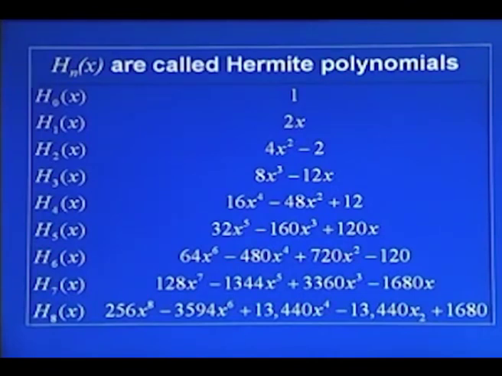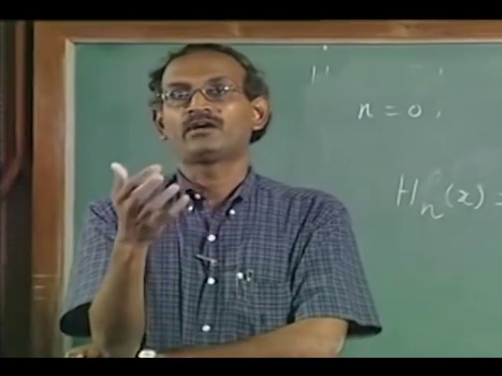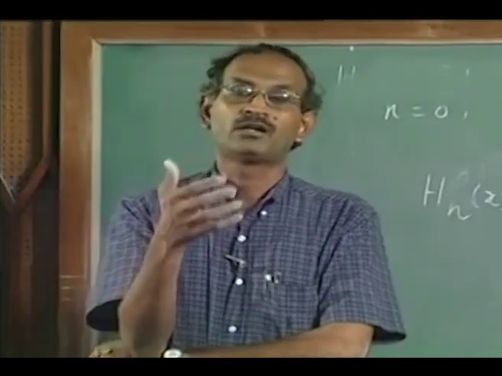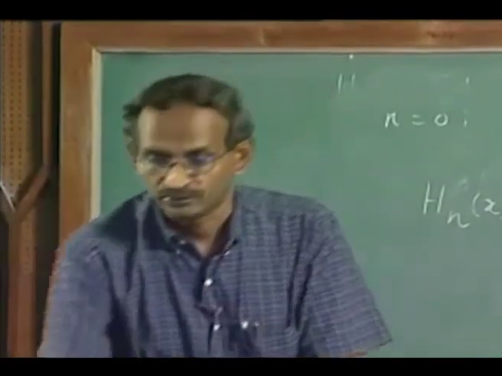So all these numbers can be easily generated. I don't think you need to remember any of these, but you must remember that the highest power of the polynomial is given by the order, as well as the fact that the polynomial is odd or even depending on whether the quantum number is odd or even.